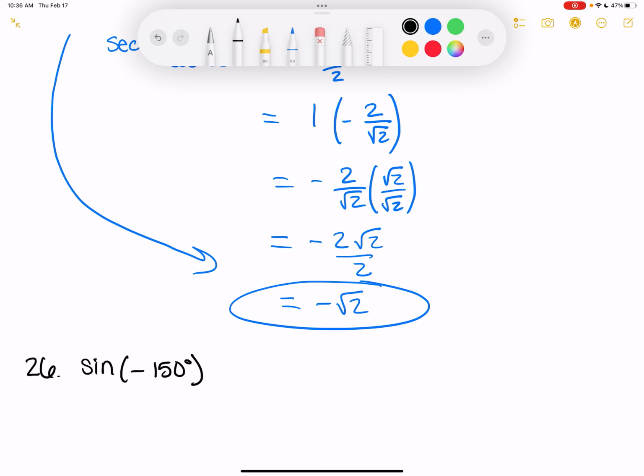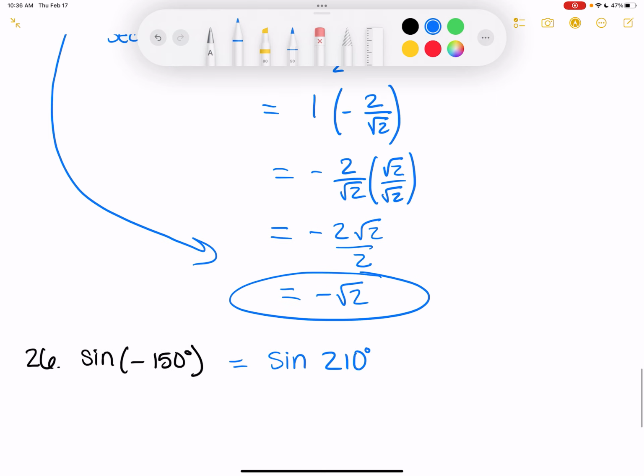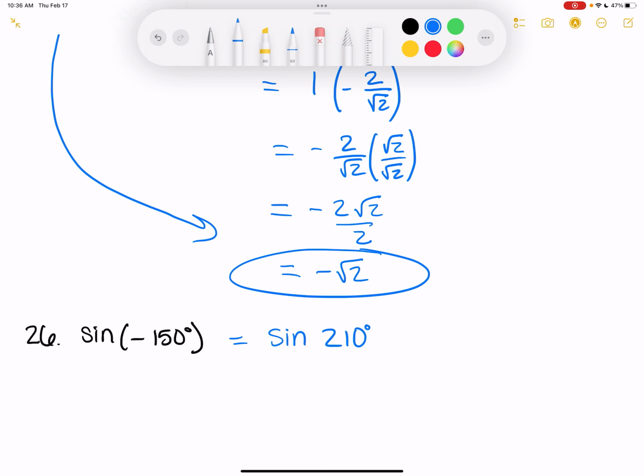So this is equivalent to the sine of 210 degrees, if you want to think about it that way instead. So what is the sine of 210 degrees? Negative 1/2. Negative 1/2, y value.